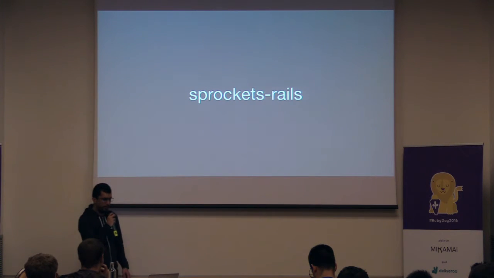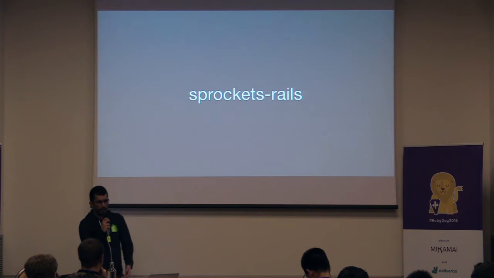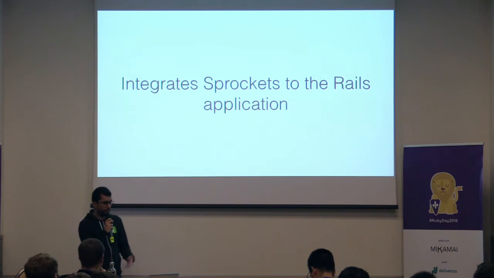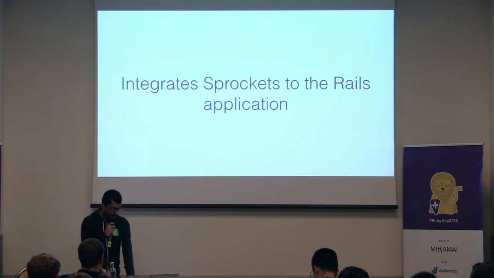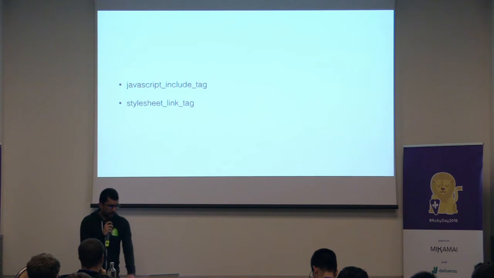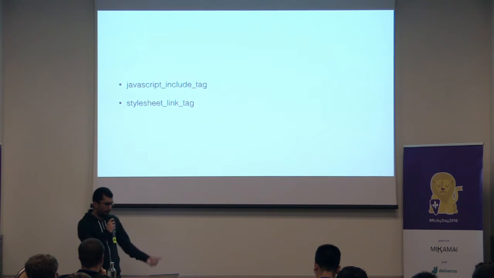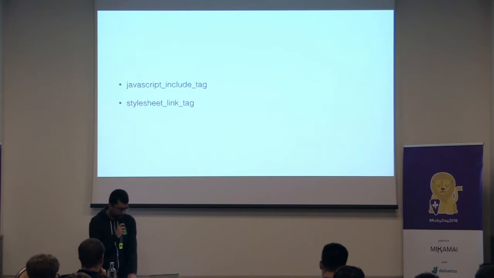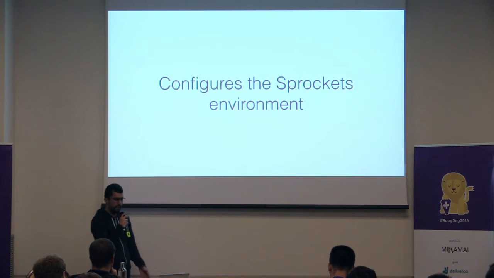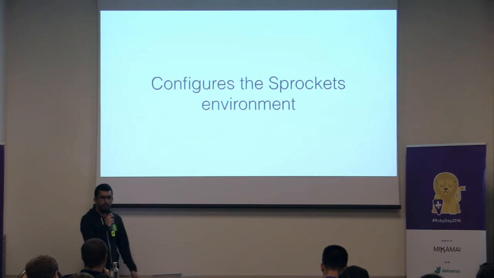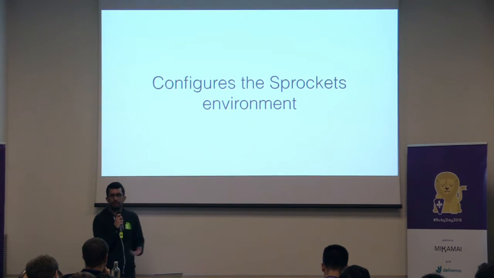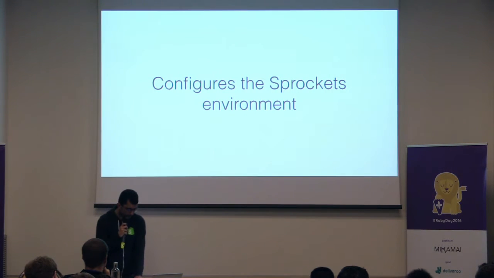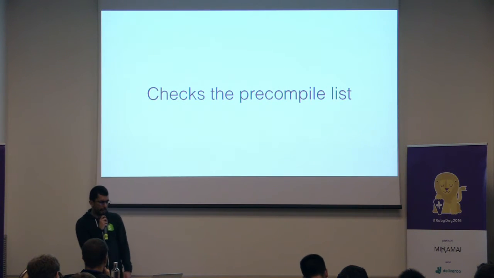And apart from Sprockets, we have the Sprockets Rails gem, and as all the Rails dash Rails gems do, it's only a gem to integrate Sprockets into a Rails application. This gem defines some helpers, like those helpers that I showed before, like JavaScript include tag and stylesheet link tag. It also configures the Sprockets environment, so you don't have to know anything about the environment itself, and puts in a good set of defaults. And it also checks the precompile list.